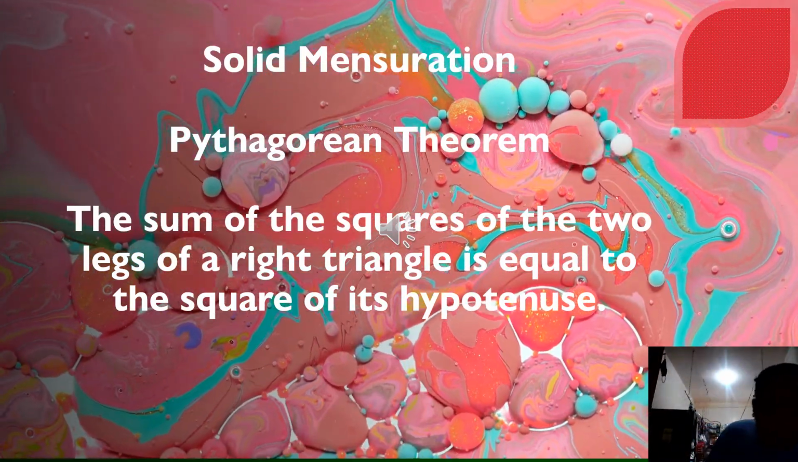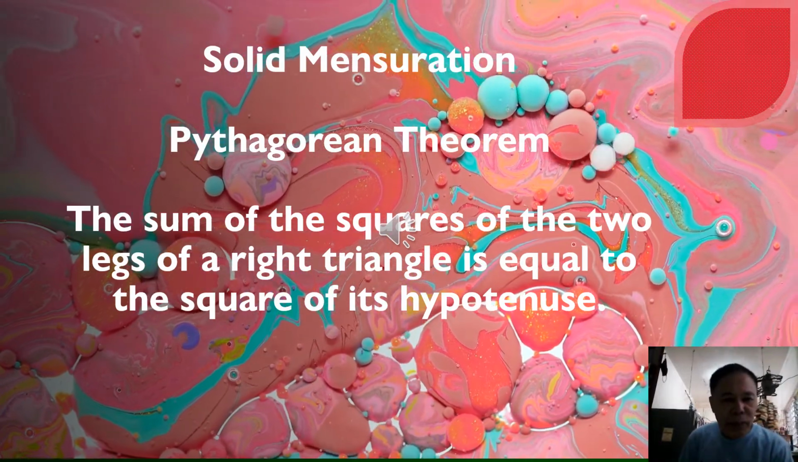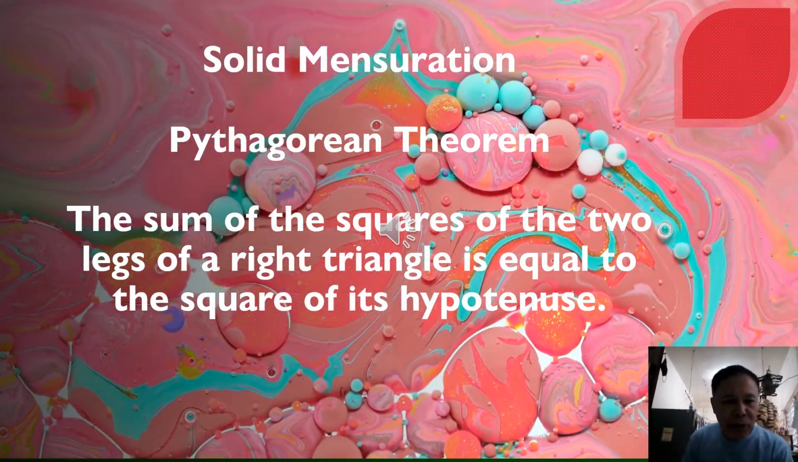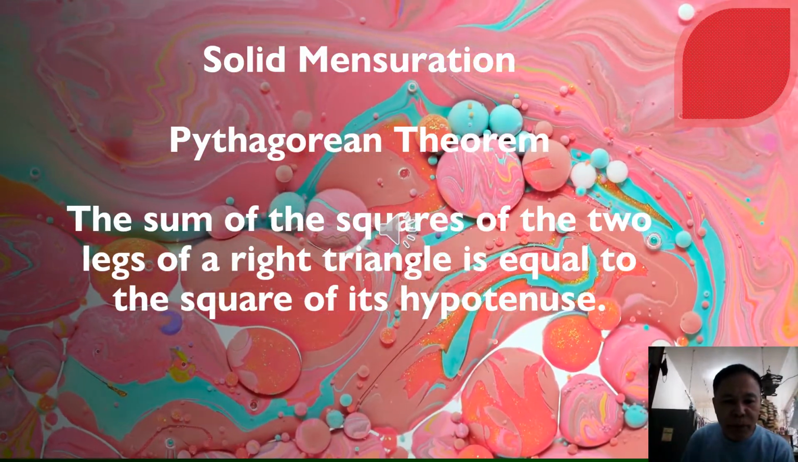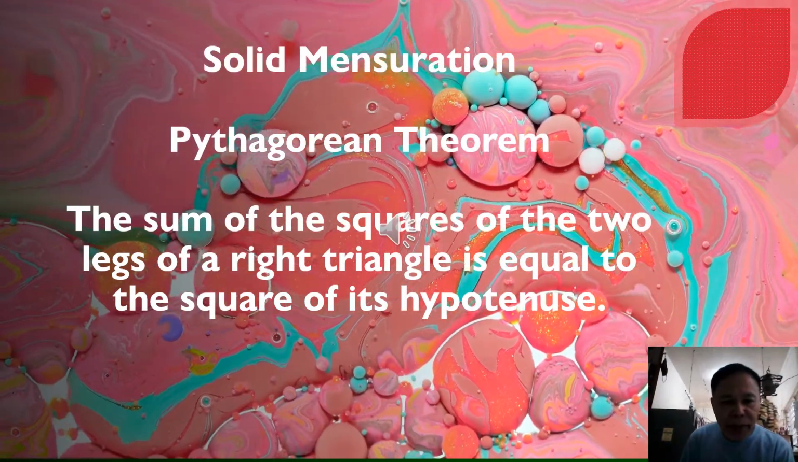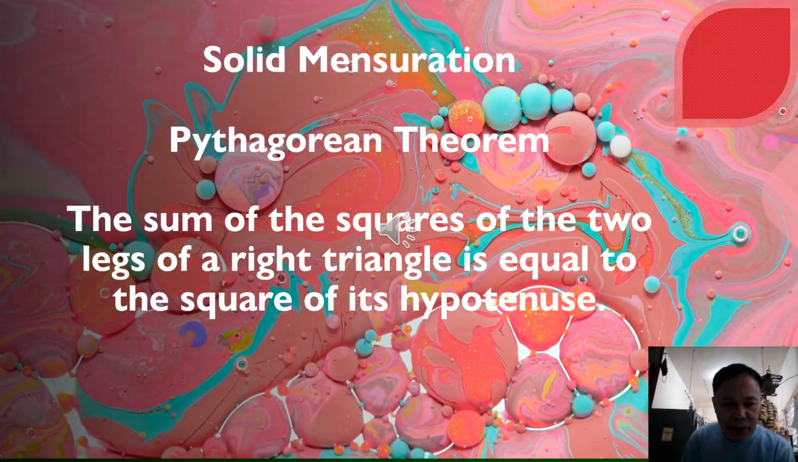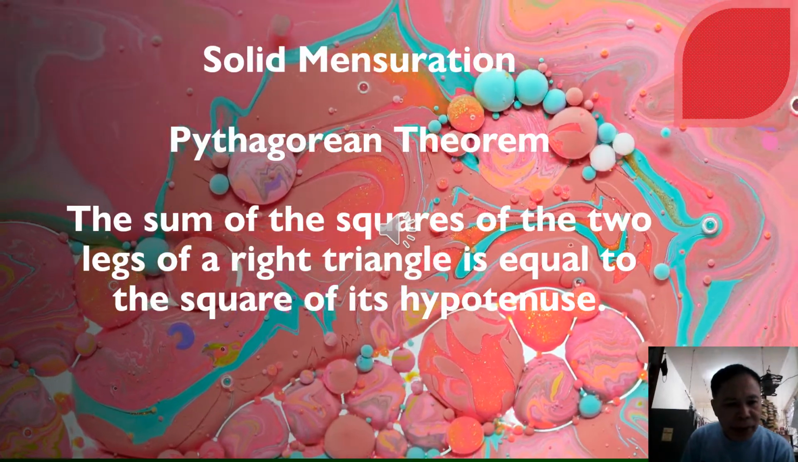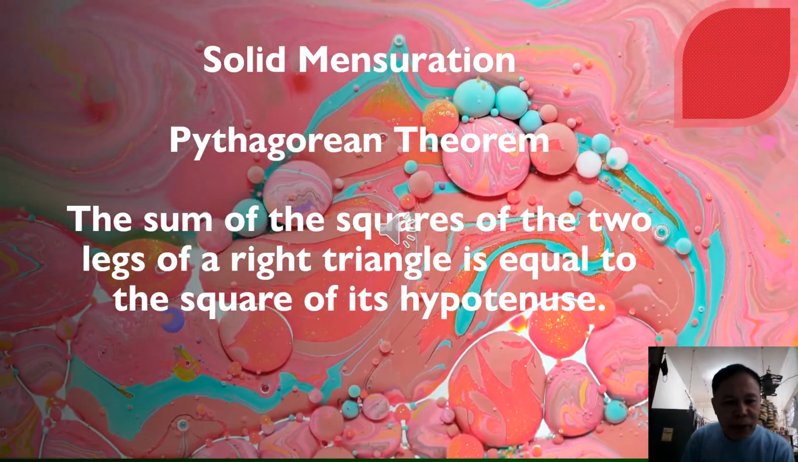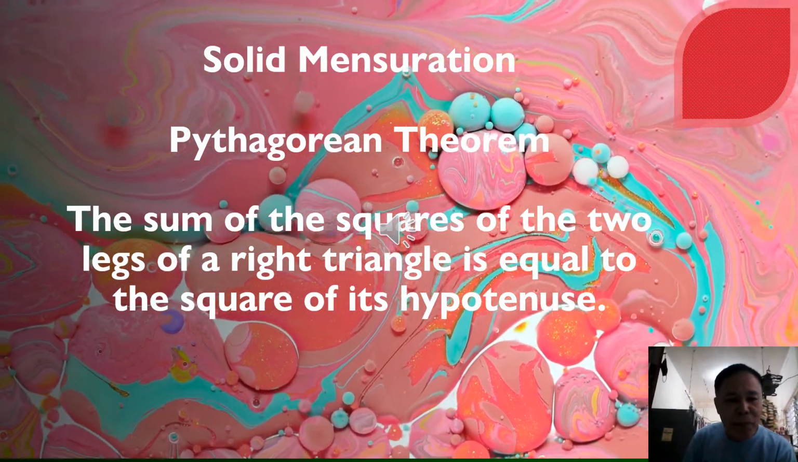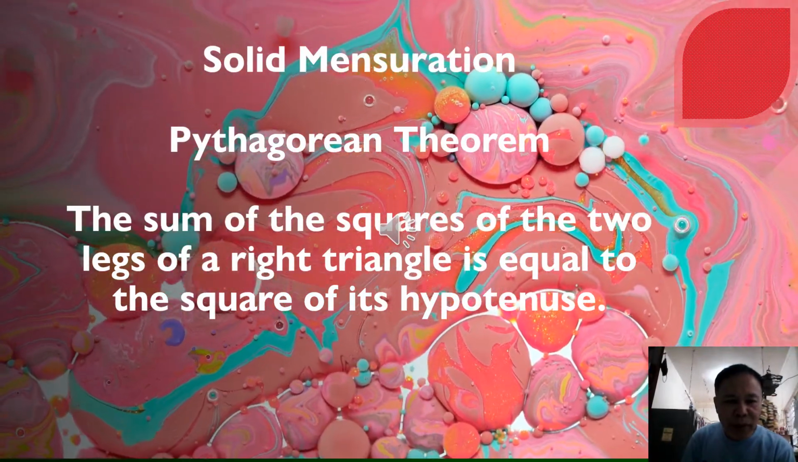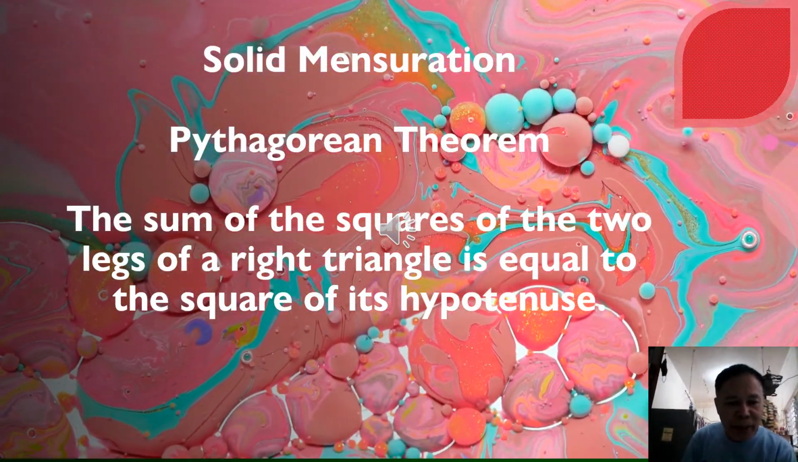Pythagorean Theorem. The sum of the squares of the two legs of a right triangle is equal to the square of its hypotenuse. Or you can say that the square of the hypotenuse equals the sum of the squares of the two sides of a triangle.